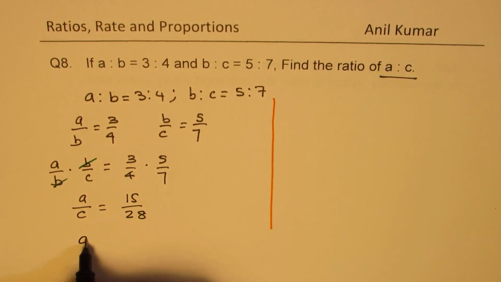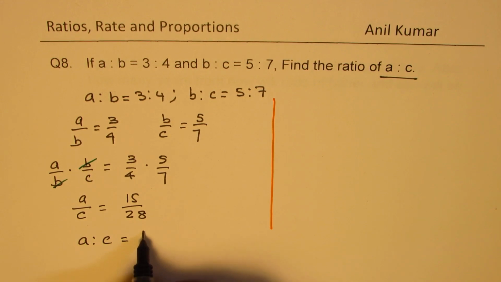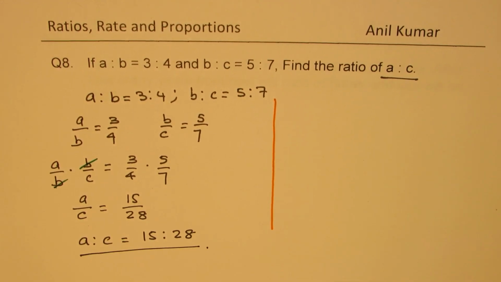15/28. So the ratio A is to C is 15/28. Is that clear to you? So that is how we could get our answer. So this is one way of doing it, right? Now here is another alternate method.